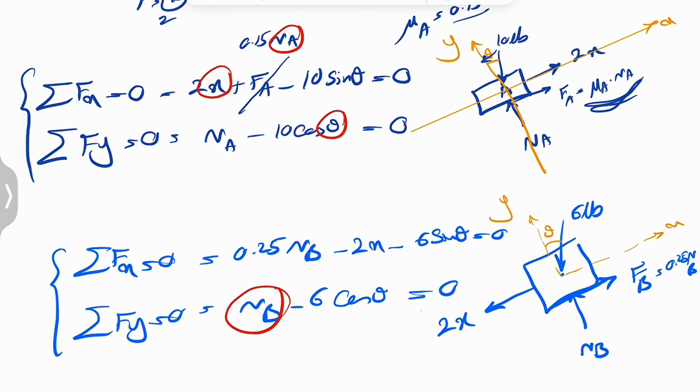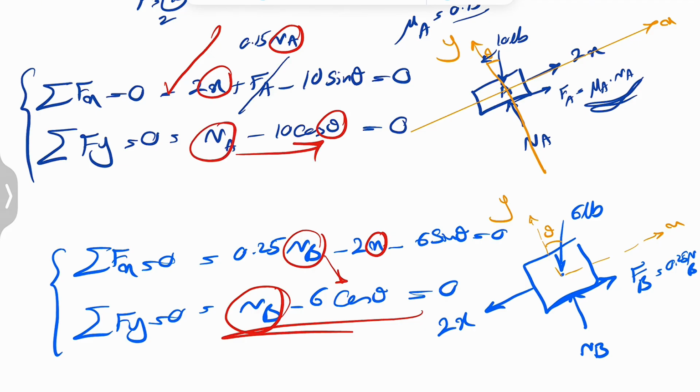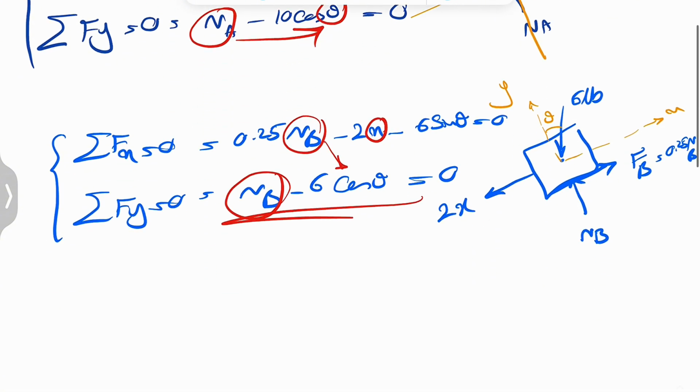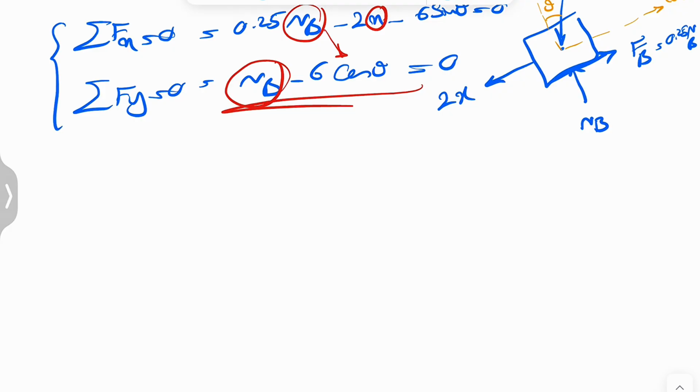I'm not going to go through solving these equations, but basically what we can do is find one equation based on the other. For example, in this equation we can replace NB with 6 cosine of theta, and for x we can refer to this one, find x based on theta, and we know NA can be written based on theta as well, so we're just going to put it in here. And at the end, we're going to get the value for each of them.